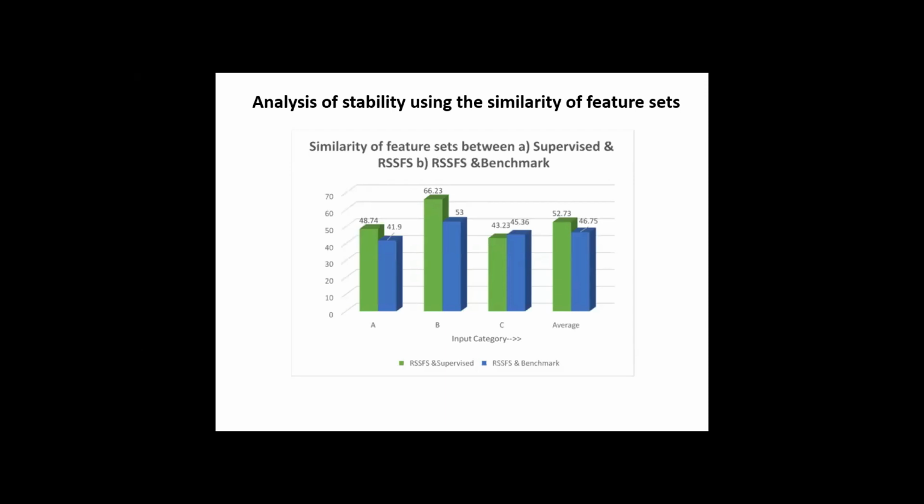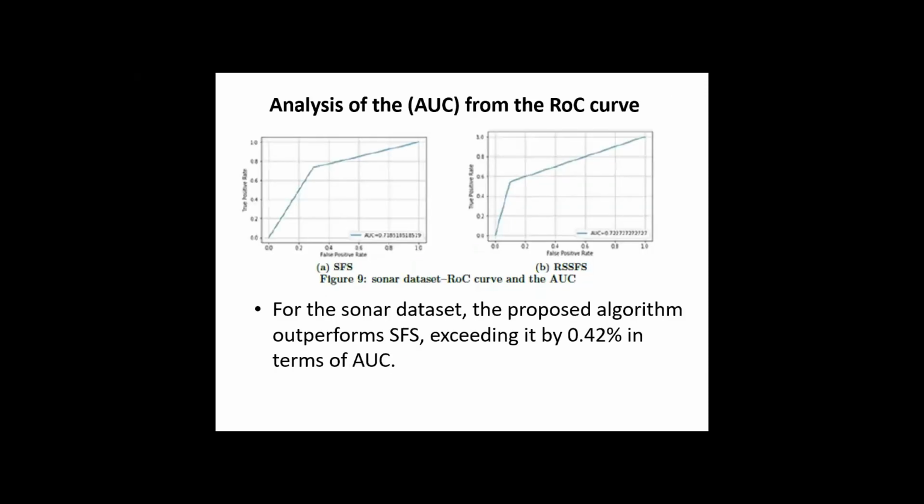Apart from the t-test, we have also looked at the concept of stability. Beyond the F1 score, we checked the stability of the feature sets: how stable or how similar the feature set generated by the algorithm is against that of the benchmark and the supervised feature selection. In most of the categories it is very close to the benchmark, suggesting the feature components are more stable. We have also computed the AUC, the area under the curve, and here it has again excelled over the supervised feature selection method in both category A and category C.